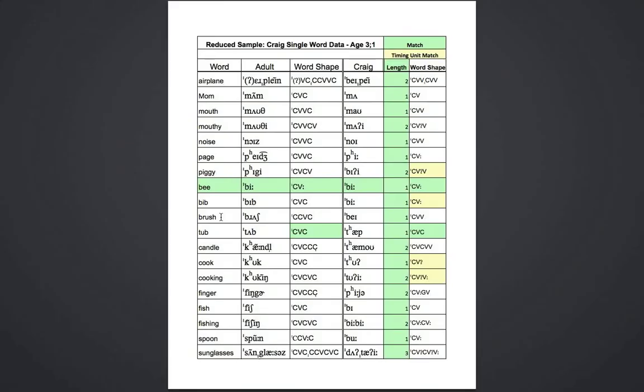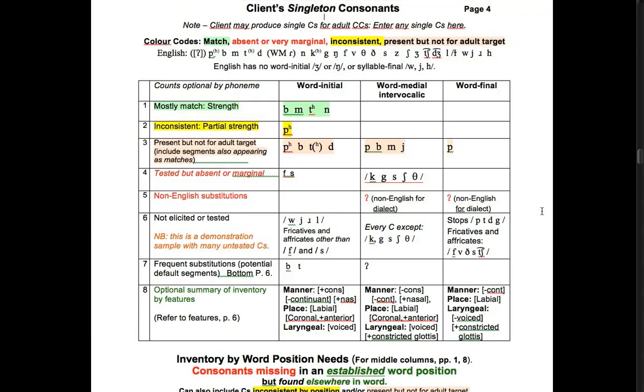I see. Looking back at Craig's words, for instance, the sound B is a match in brush, bib, and bee, but is also used for F in the word fish and fishing, and for P in spoon. That means Craig gets it when the adult uses it, but also uses it as a substitution. Therefore, I can put it in the mostly match row as well as the present but not for adult target row. That's right. So here's a quick rundown of each row in the table.